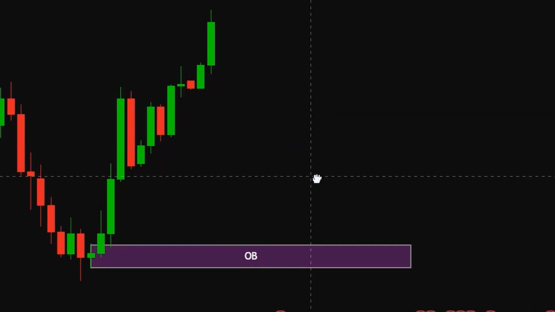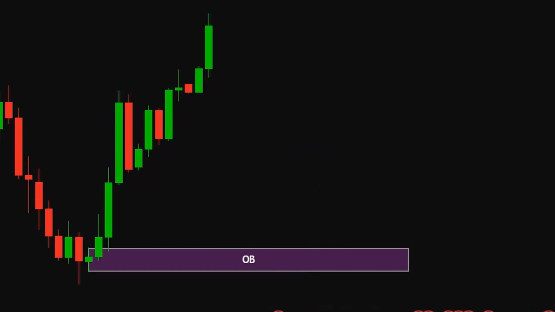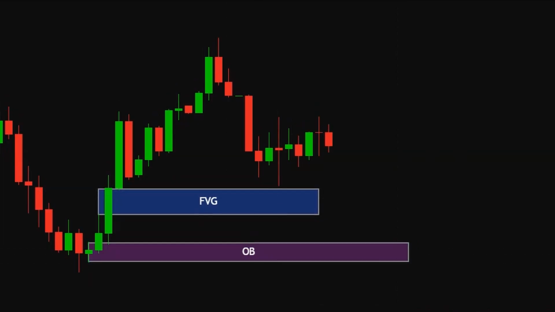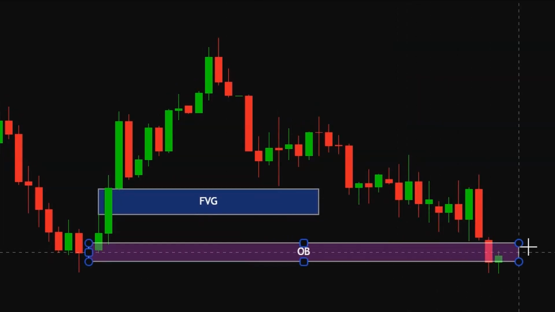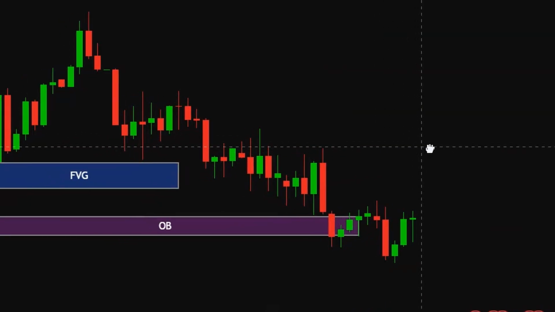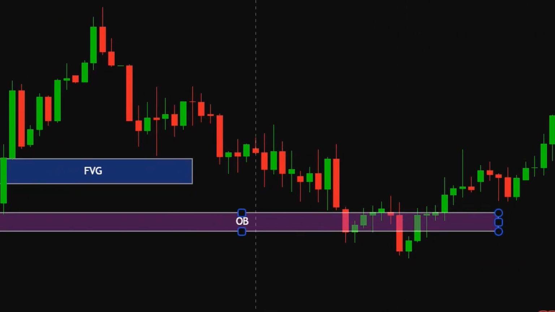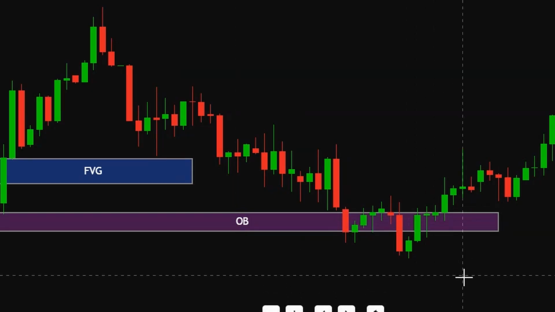And in this last case, price retraces deeper. It gives a small reaction at the FVG, then breaks through it and completely sweeps the OB before continuing the trend. This happens when liquidity builds up below the OB, so the market digs into that area to collect orders before moving back in the original direction.